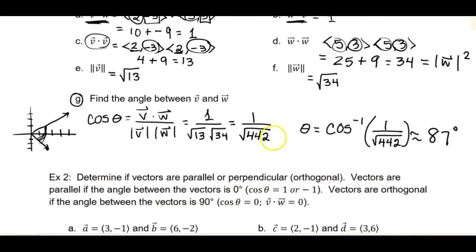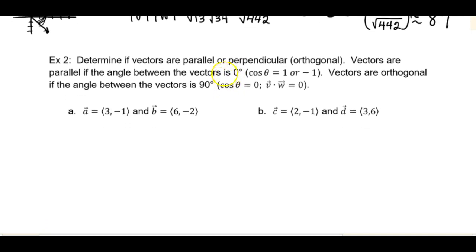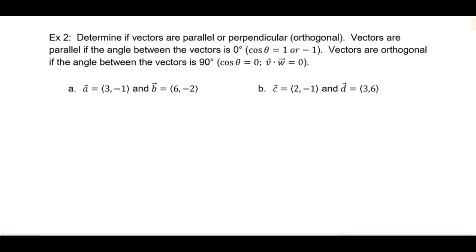Alright, so moving right along, the other thing we can do is determine if vectors are parallel or perpendicular to each other. Another word for perpendicular is orthogonal. So we can see if vectors are orthogonal to each other, that means perpendicular to each other, or whether they're parallel. So let's take a quick look about vectors real quick.